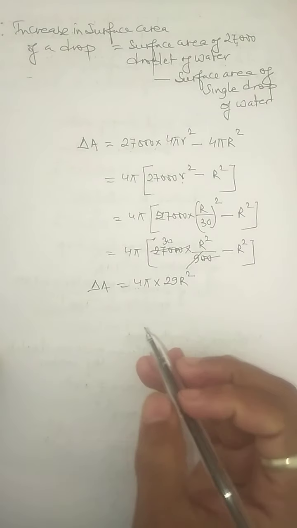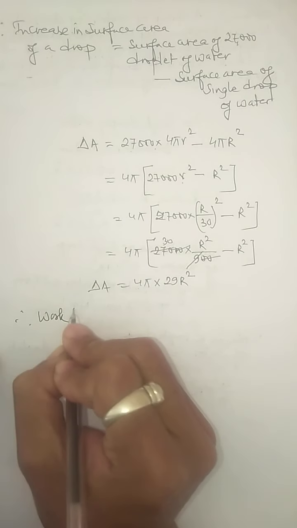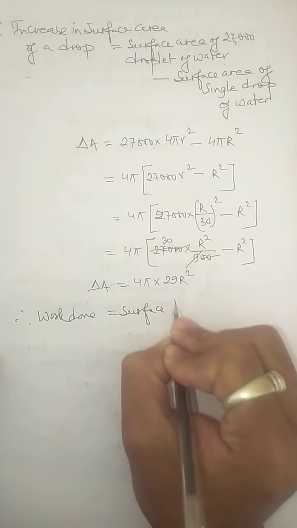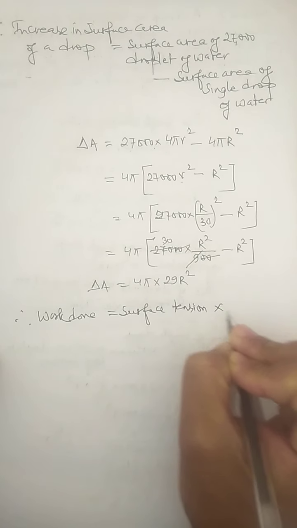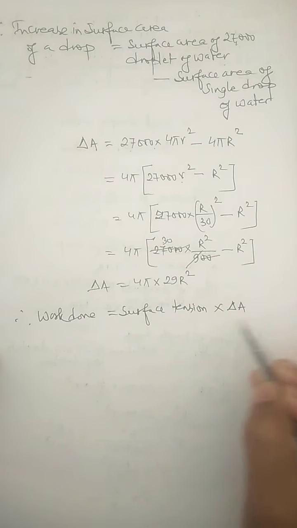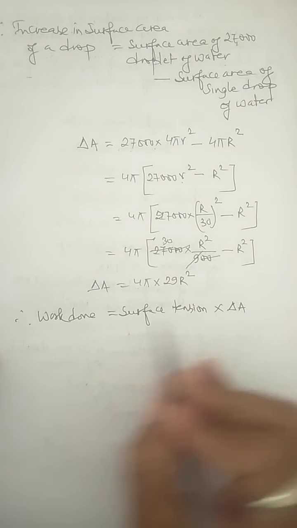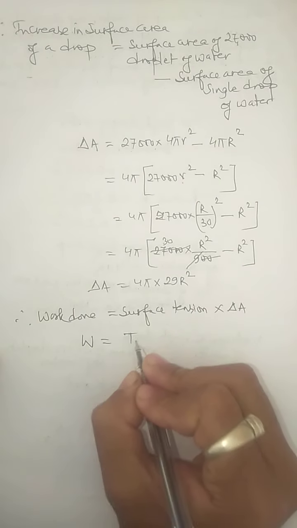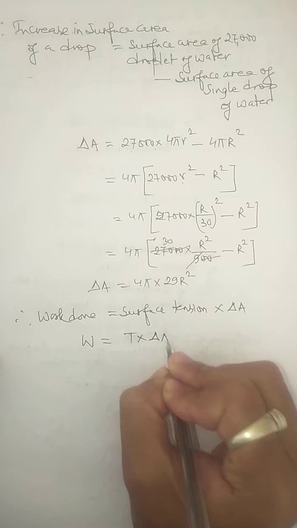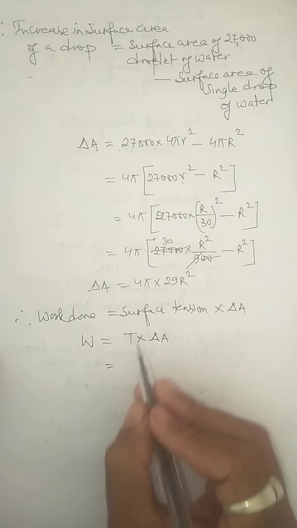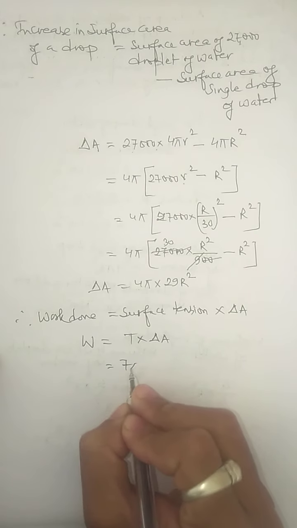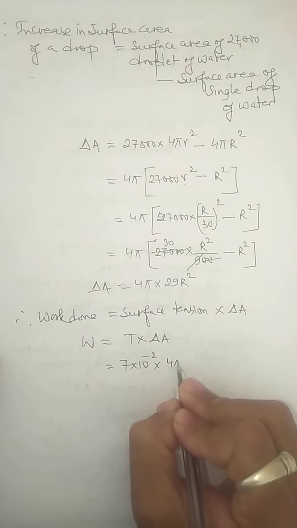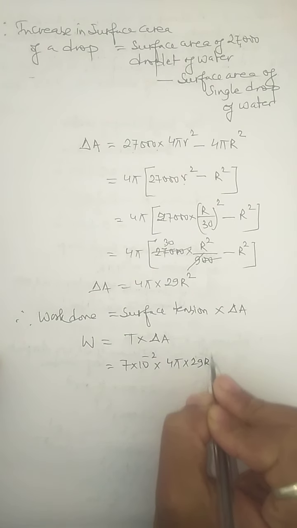Now with this increase in surface area, I calculate the work done. Now this work done is nothing but surface tension into the increase in surface area. So delta A is the increase in surface area and we know surface tension. So work done is given by W, surface tension, as you know it is symbolized as T, times the increase in surface area, delta A. So let's calculate the value now. What is the surface tension of water? 7 into 10 to the minus 2. Now the increase in surface area means this value, 4 pi into 29 R square.